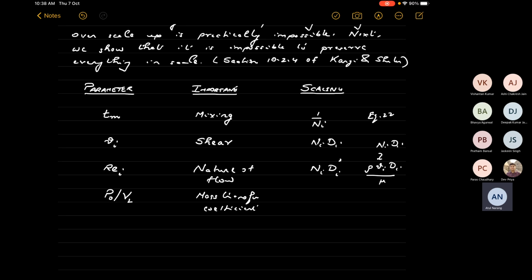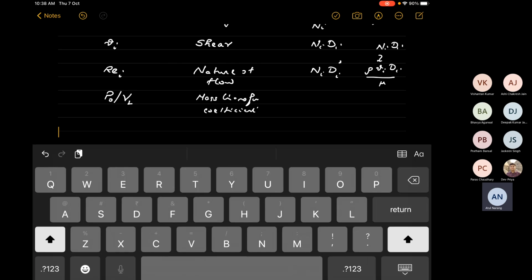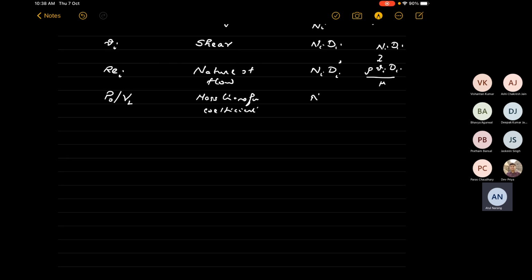So notice that whenever I say scales as, I'm assuming here that when you go from the small scale to the large scale, rho and mu are unchanged. So the only thing that matters is the product, n sub I d sub I squared. And this scales as n sub I cube d sub I squared. And why is that? Well, we have already seen that P0 scales as n sub I cube di to the power 5. That we've already seen.